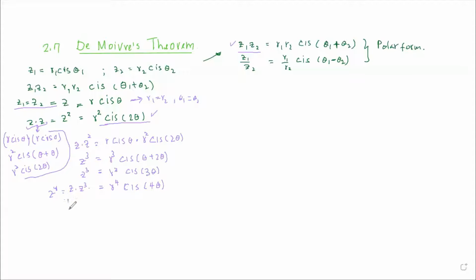So if you keep doing up to Z power n, you're going to have R power n, right? And cis, this one is going to be n times theta, correct? So now we can get the formula for De Moivre's theorem. See, this theorem combined with the polar form is very helpful.